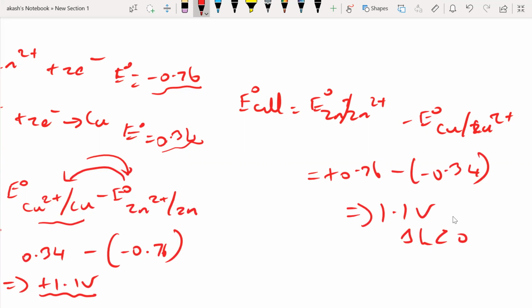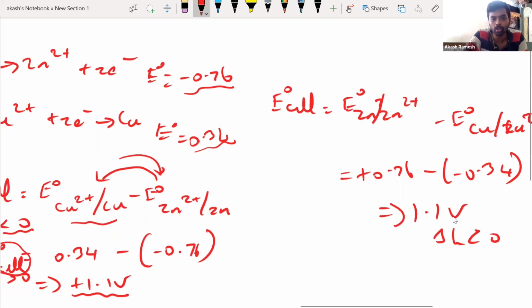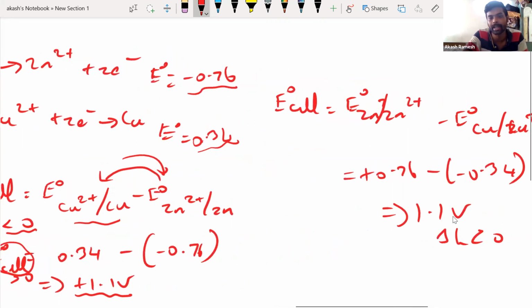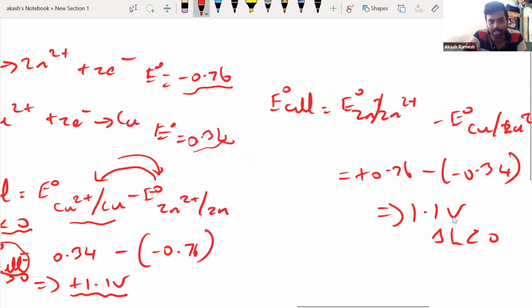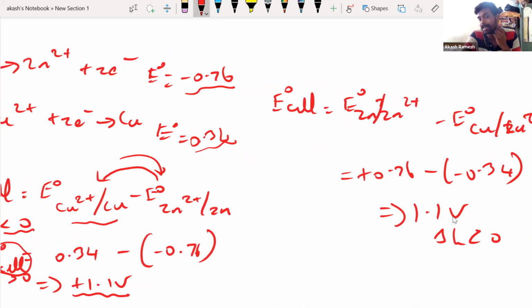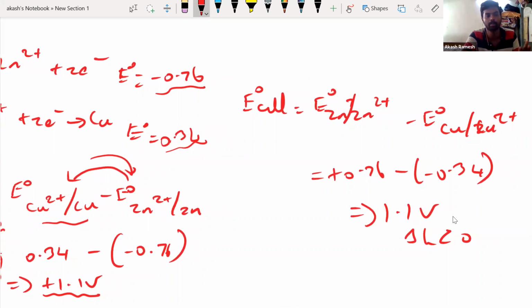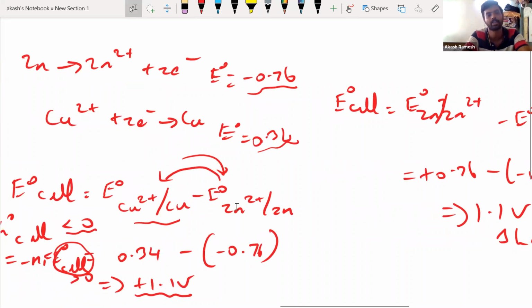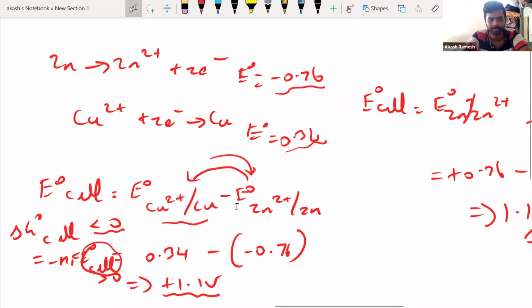So what you understand from here is, guys, either you use reduction potential or you use oxidation potential, the value you are going to get is the same. The cell representation is not going to change. The delta G value is not going to change. Everything is going to be the same. But just to follow convention, because everybody else is following it, we will also use only reduction potential values.